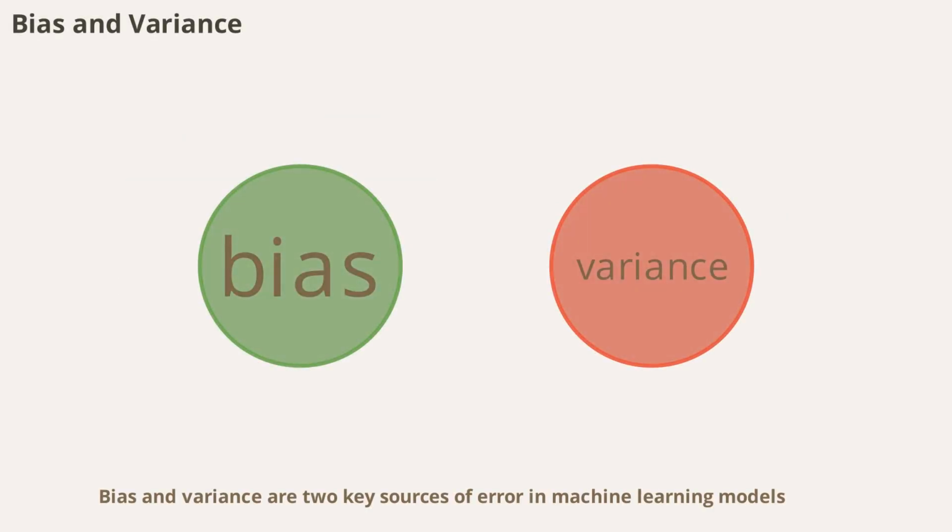Bias and variance are two key sources of error in machine learning models. High bias means the model is too simple and misses important patterns, while high variance means the model is too sensitive to noise in the data. The goal is to find the right balance, known as the bias-variance trade-off, to build models that generalize well.